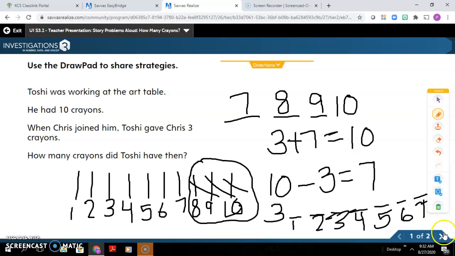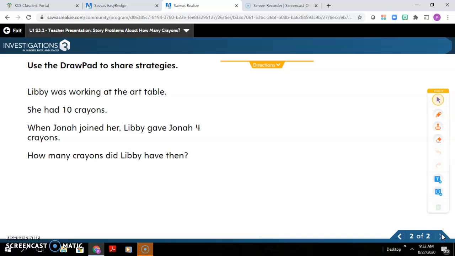Now let's look at another problem. All right, in this problem, Libby was working at the art table. She had 10 crayons. When Jonah joined her, Libby gave Jonah 4 crayons. How many crayons did Libby have then?